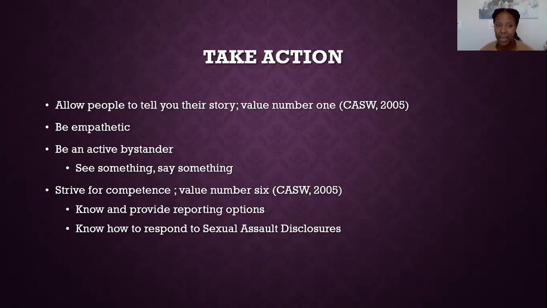Be an active bystander. A lot of us probably have friends who will say some things and to them they think it's funny because they don't have the knowledge we have, or they don't seek out the knowledge that we tend to seek out as social workers.